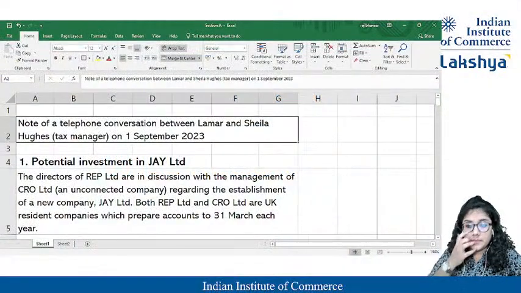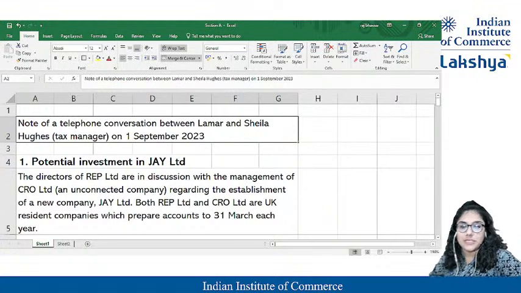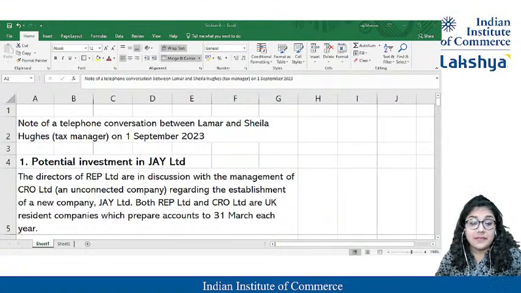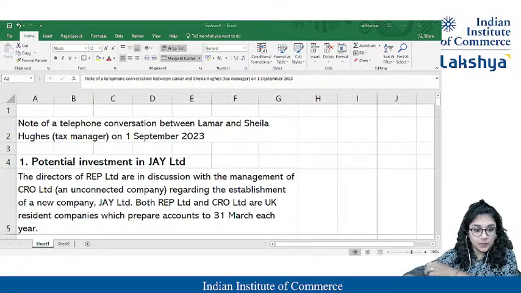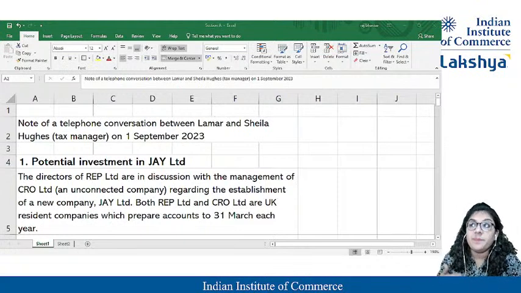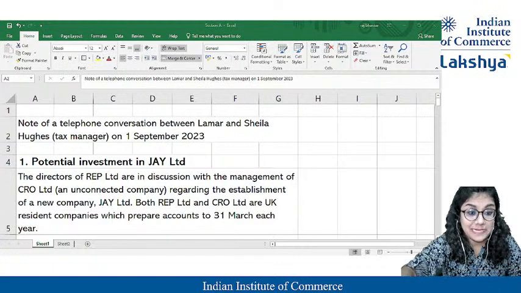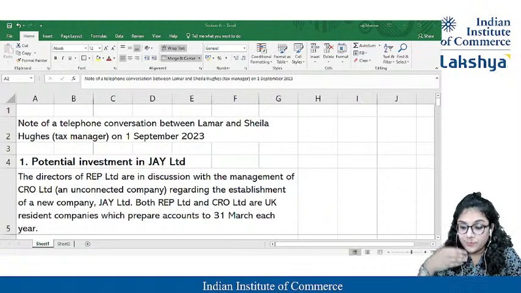Let's read the first exhibit. Note of a telephone conversation between Lemon and Sheila on 1st September. So what it is, guys, we have to read what is the scenario happening, and then I need to advise my client. So first of all, we need to know on what basis my client would want our advice, isn't it? Nobody wants advice for free. So we need to know what advice my client is actually wishing to gain, isn't it? So let's get started with the first thing.